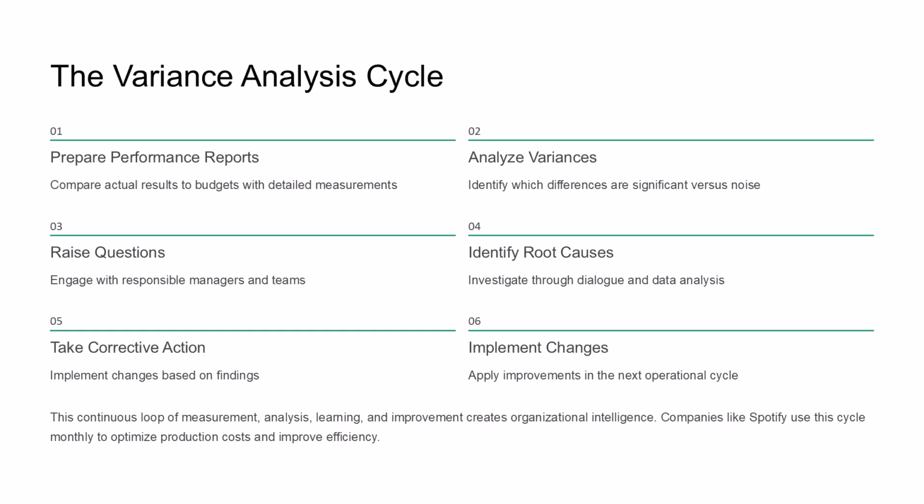As Jeff Bezos says, we are stubborn on vision, flexible on details. Variance analysis gives you the details so you can stay stubborn on the vision.